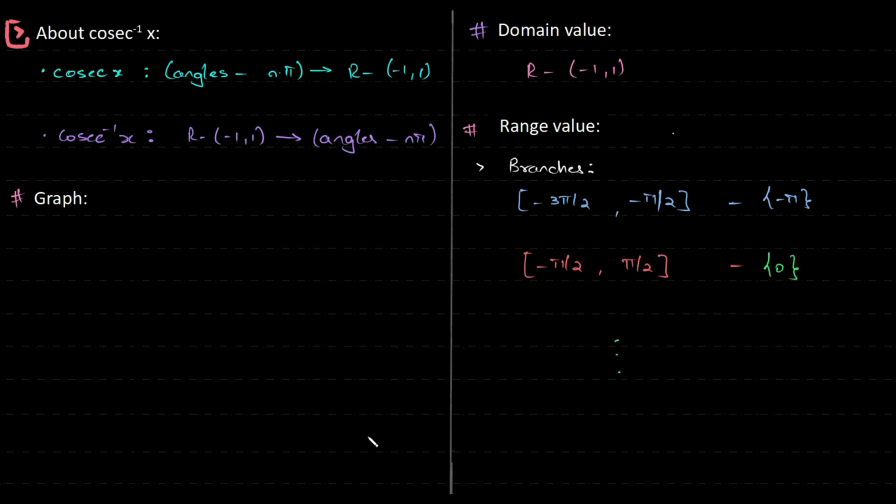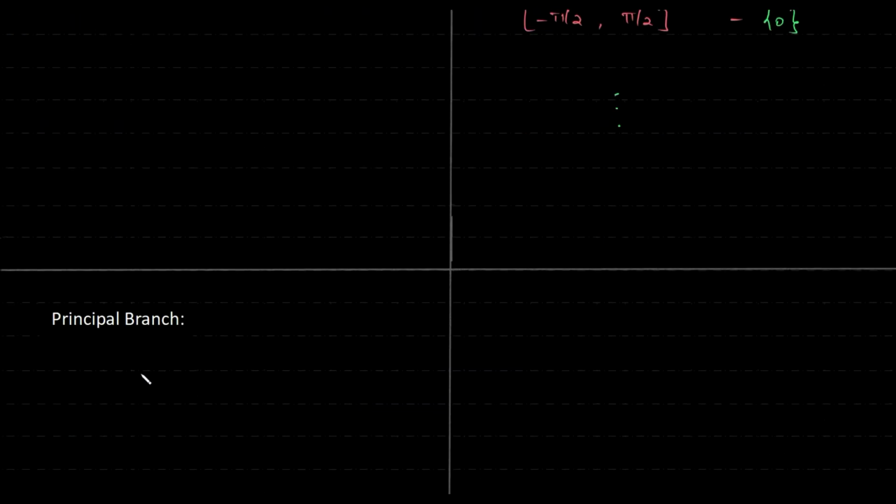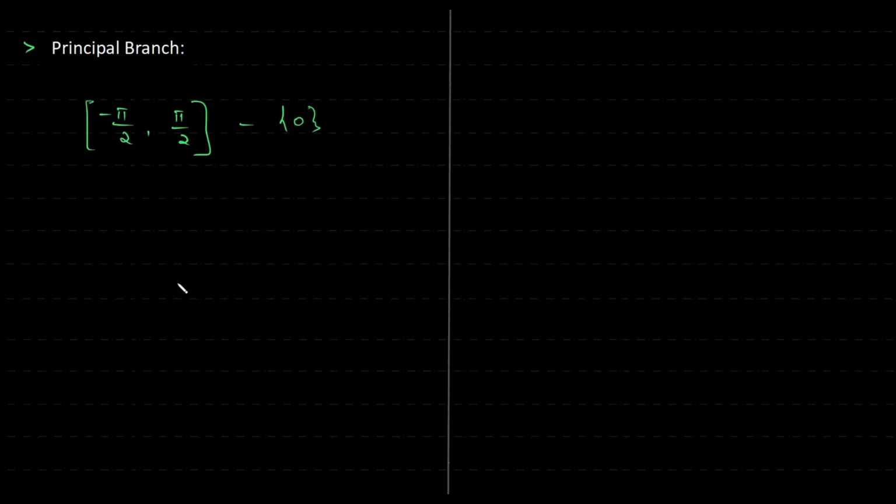Right? And here the principal branch will be minus pi by 2 to pi by 2. These are included, while excluding 0. So this has to be square brackets. Okay, keep this in mind.